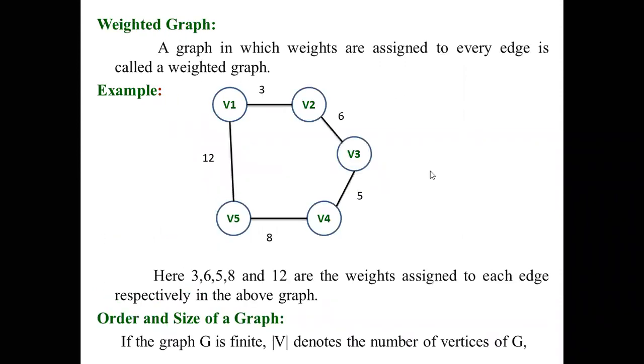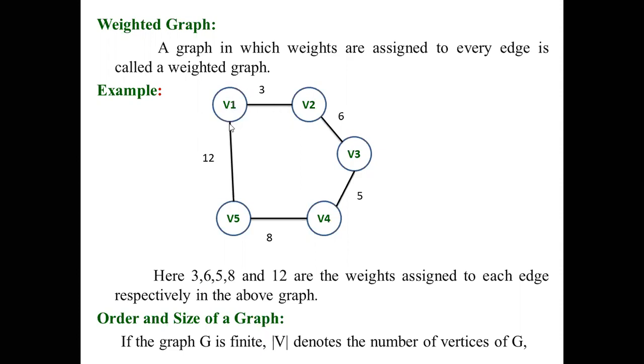Next definition, weighted graph. A graph in which weights are assigned to every edge is called a weighted graph. Weights means we are assigning a value to the edge. That is called the weight of the edge.